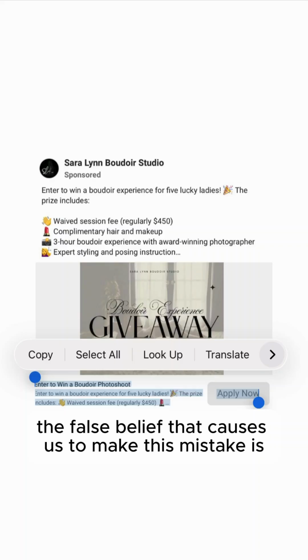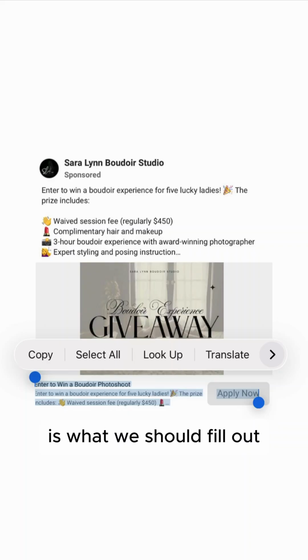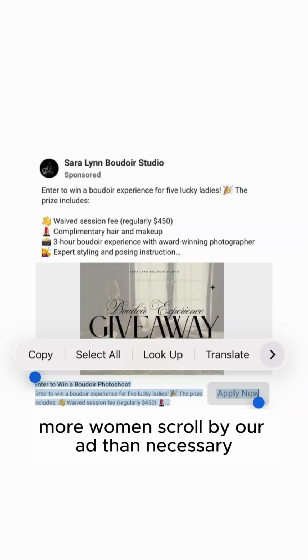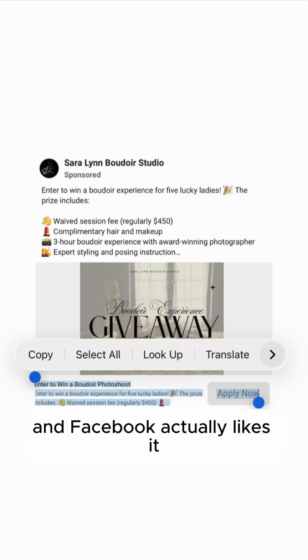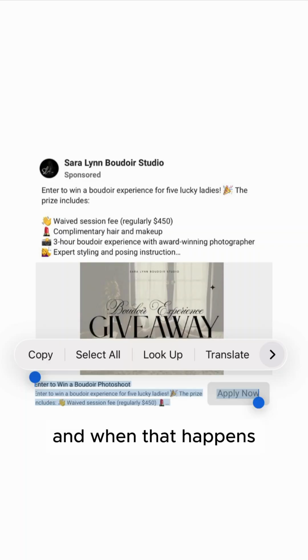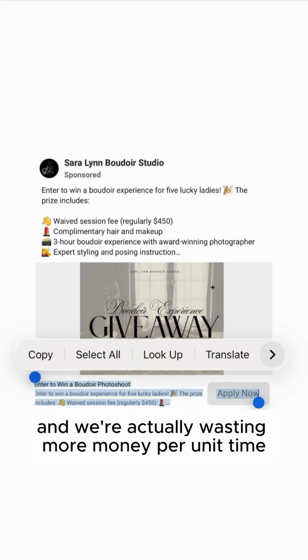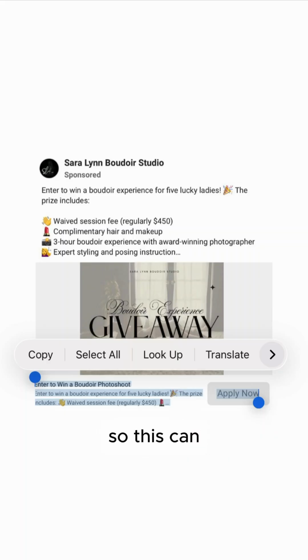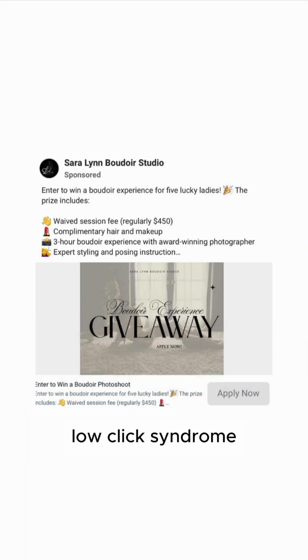The false belief that caused us to make this mistake is we are trusting what Facebook tells us to fill out is what we should fill out. But the consequences of this are more women scroll by our ad than necessary, pulling unique CTR under 6%, leading to Boudoir low click syndrome. And Facebook actually likes it because Facebook gets to serve more ads per unit time. And when that happens, Facebook makes more money per unit time. We make less money per unit time. And we're actually wasting more money per unit time. So this pulls unique CTR under 6% and contributes to Boudoir low click syndrome.